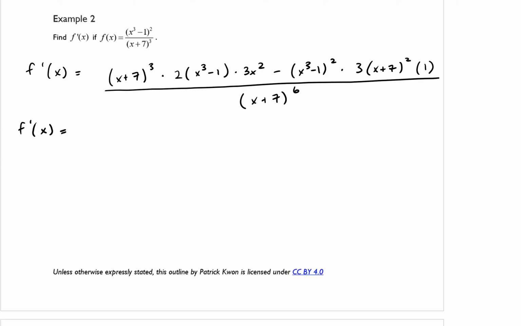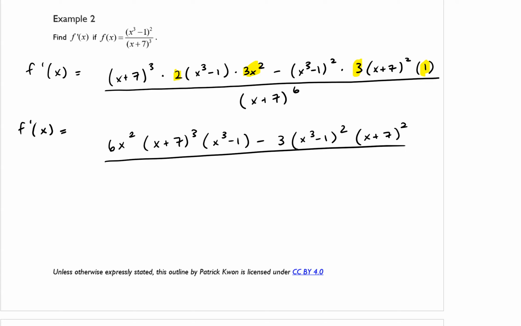So let's clean up the numerator. If I multiply this 2 with that 3x squared, then we get 6x squared times (x plus 7) cubed times (x cubed minus 1) minus, let's see, I can multiply this 3 and this 1 together, and that would give me 3 times (x cubed minus 1) squared times (x plus 7) squared all over (x plus 7) to the 6th power.